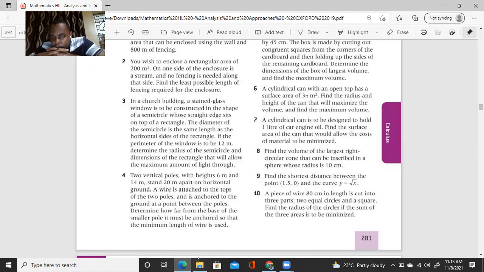Let me go back to where I did it. Okay, so I set the distance between the point (x, root x) on the curve as just (x, y), and then I have the point (1.5, 0). So the distance between the two is just using Pythagorean theorem: x minus 1.5 squared plus y minus 0 squared, then the whole thing is square rooted. And then I found the derivative of that and set it equal to 0, and then solved for x.